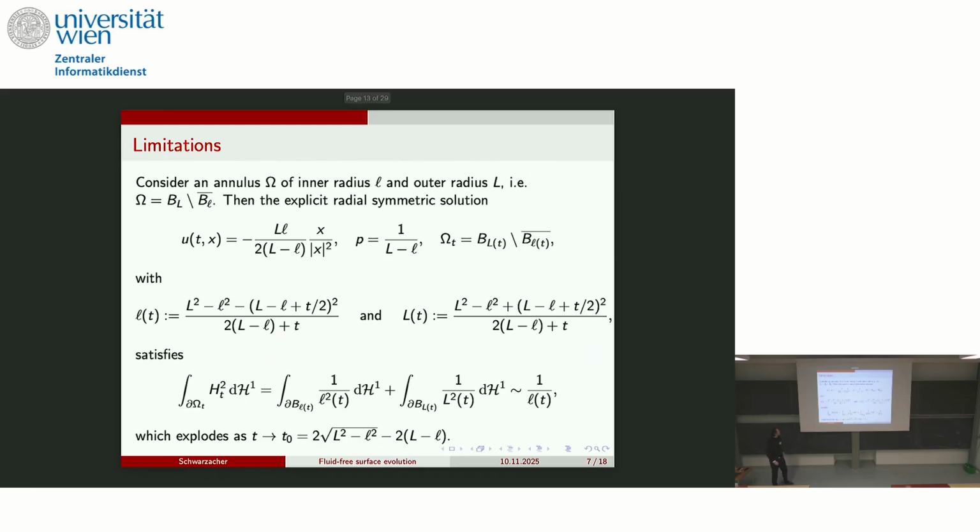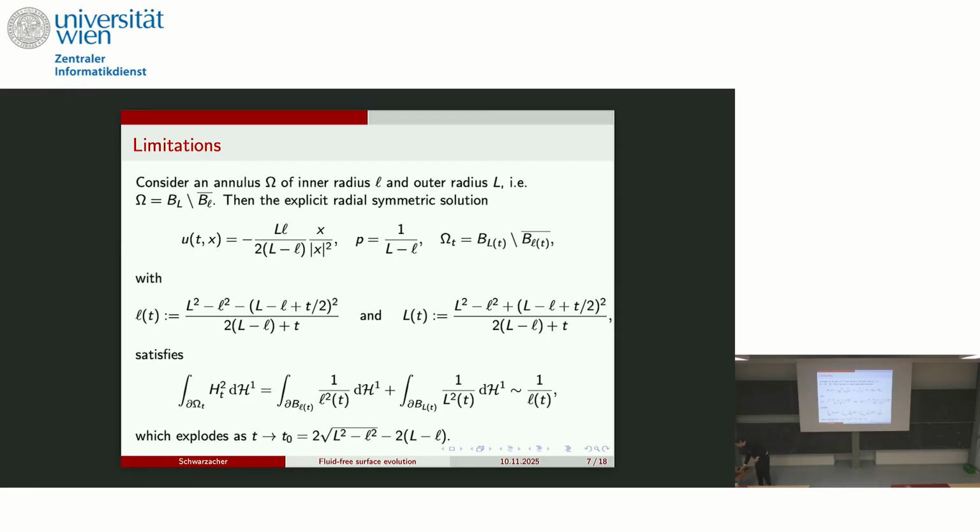Okay. So here is the limitation. The question is, so this is a singularity. It's a very simple setting. You just have two annuli. Here you have these two balls, and here is, let's say, the fluid. And then the curvature flow will push inside. The little ball in the middle will shrink and will vanish because there's nothing inside. The fluid is just outside.